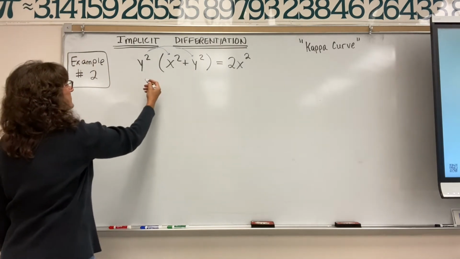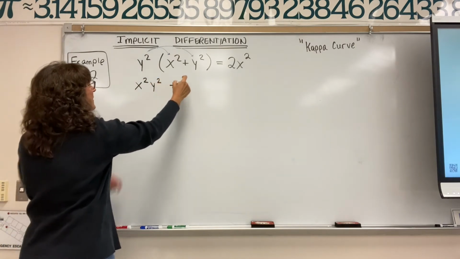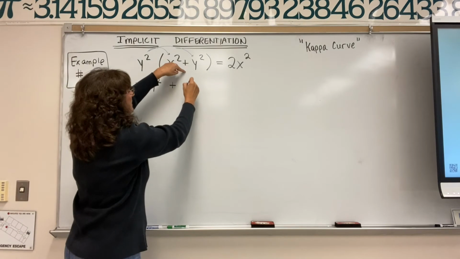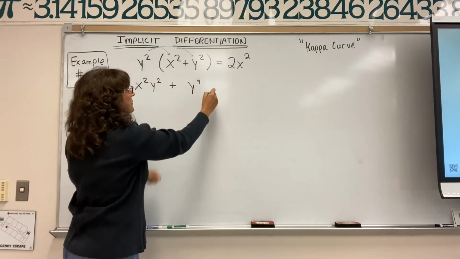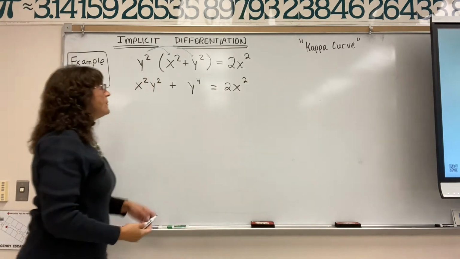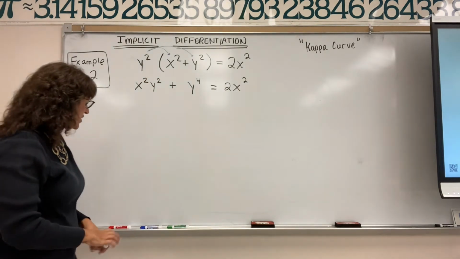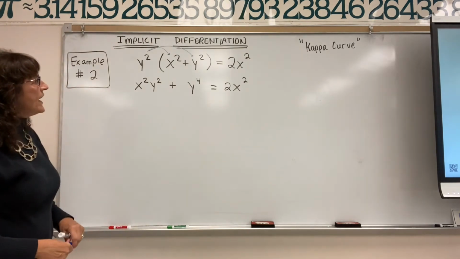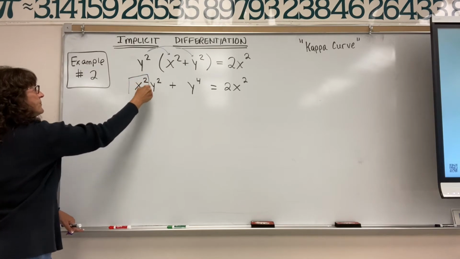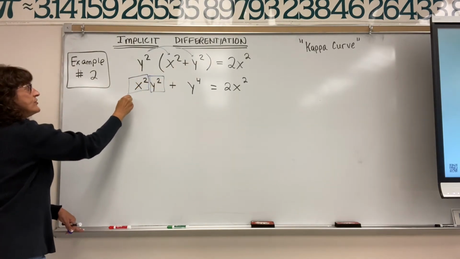Y squared times x squared, that first term will give me x squared times y squared. And then when I distribute it to this term, y squared times y squared, I'm going to keep that base and add those exponents, right? Equals 2x squared on this side. You could leave it like this, or this might be a little bit easier to differentiate. And then when we find this derivative, this first term right here, we want to be careful, don't we? To differentiate this first term, we have to use the product rule.